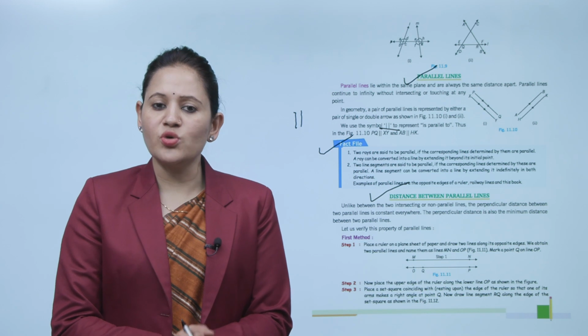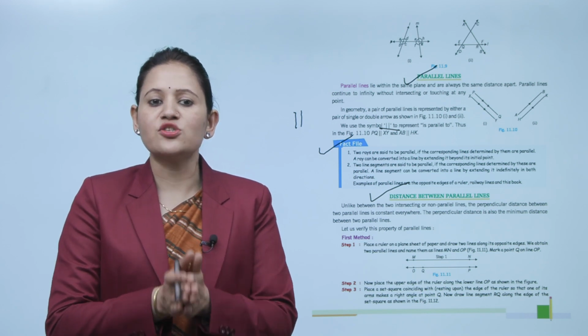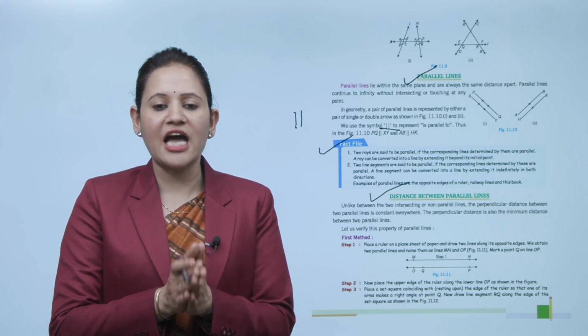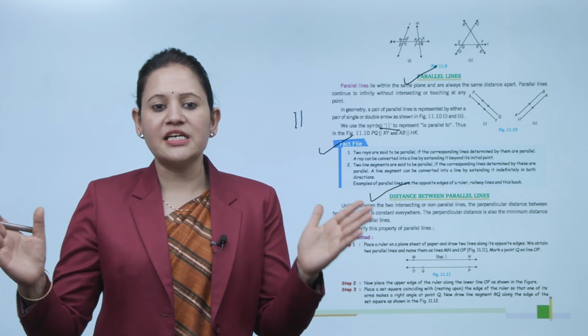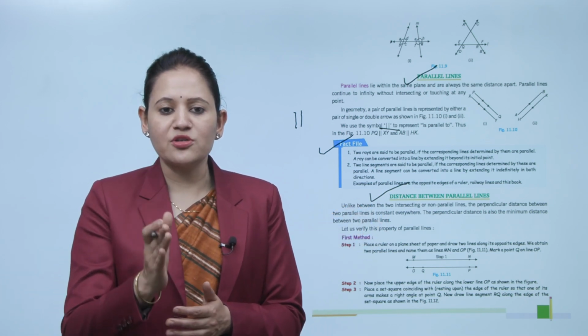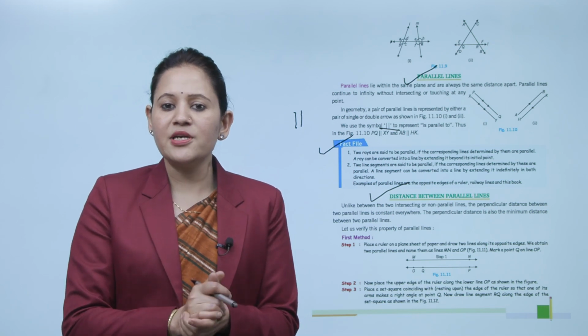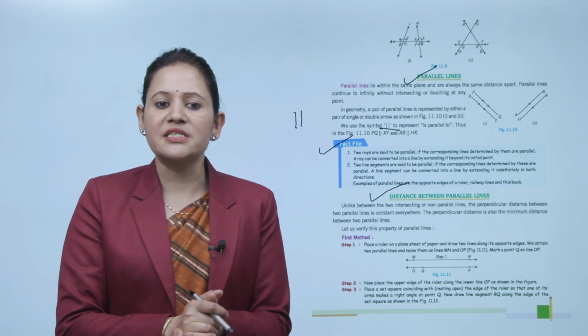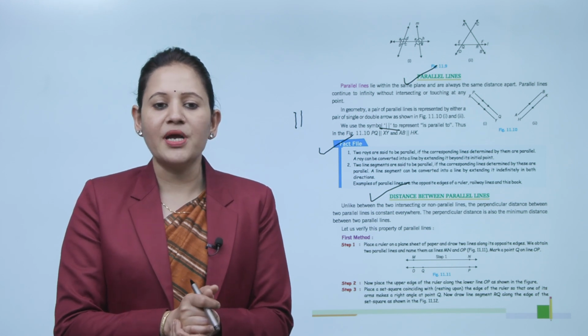Unlike two intersecting or non-parallel lines, the perpendicular distance between two parallel lines is constant everywhere. It means that in whatever direction and however much we extend them, the perpendicular distance between the two lines will remain constant. It will not change. The perpendicular distance is also the minimum distance between two parallel lines. Let us verify this property of parallel lines.